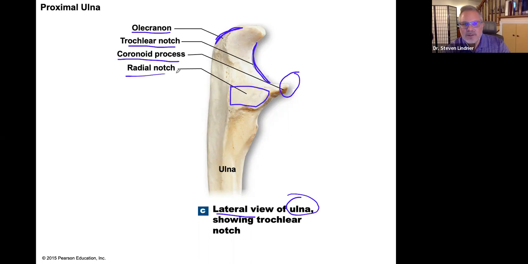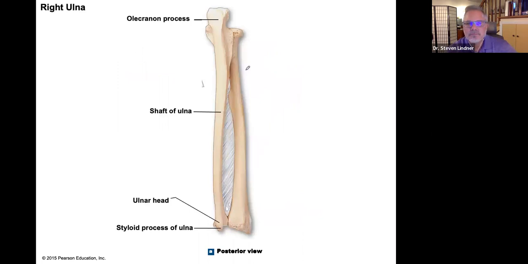What is the radial notch for? That's going to receive the radial head, right? And it's nice and concave so that it can really articulate very nicely with the head of the radius to allow for supination and pronation. Here is the olecranon process.